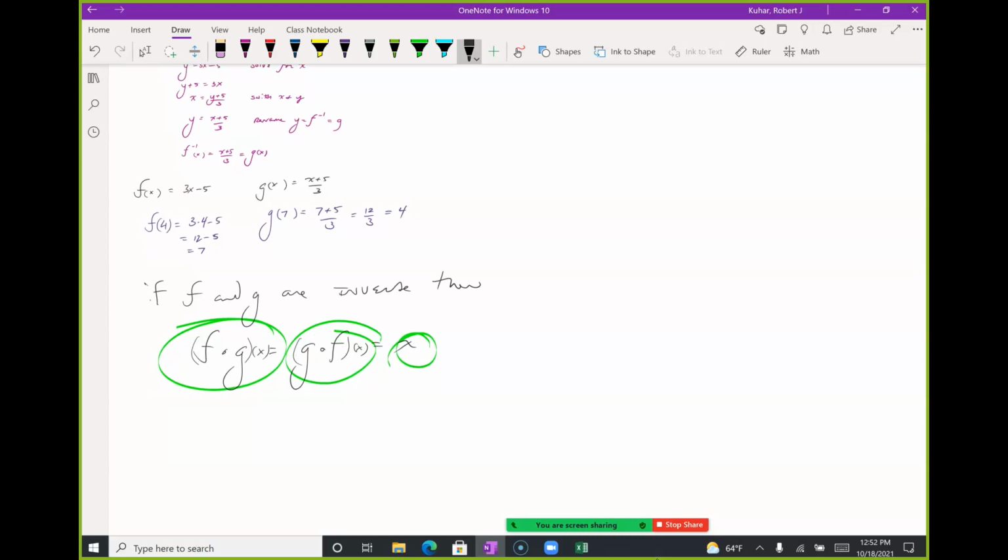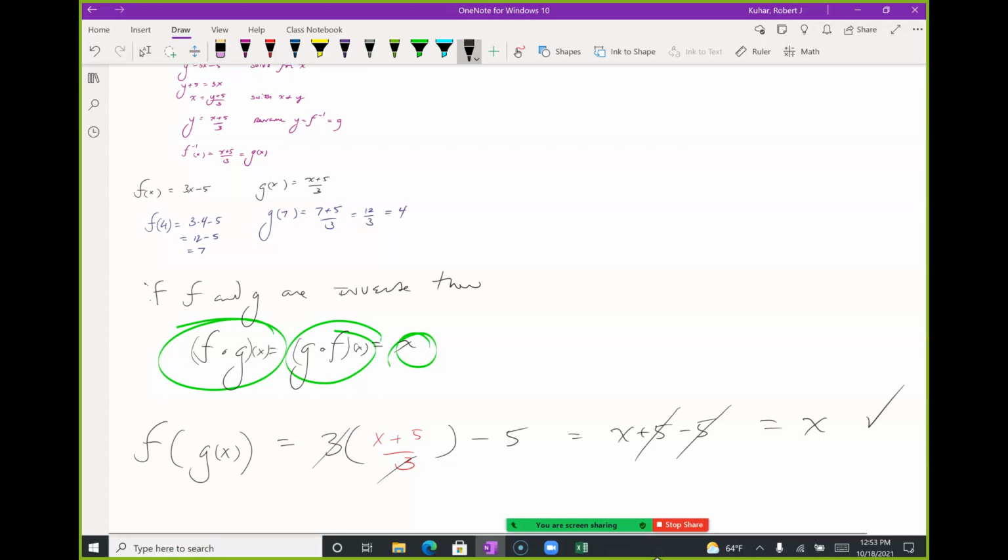So first let's find f composed of g. What's f? 3x minus 5. Nice. So 3 open paren minus 5. And inside of that open paren, I'm putting in g, right? X plus 5 over 3. Obviously, the 3's are going to cancel. So I get x plus 5 minus 5. The 5's are going to cancel, so I get x. That's what I wanted. So it looks like it's working that way.